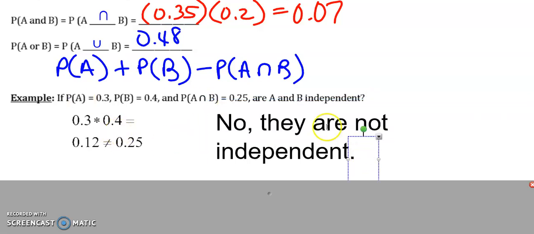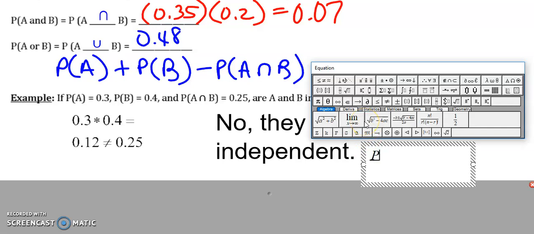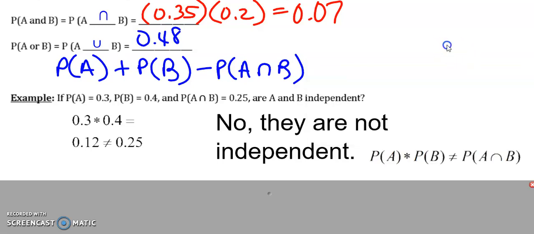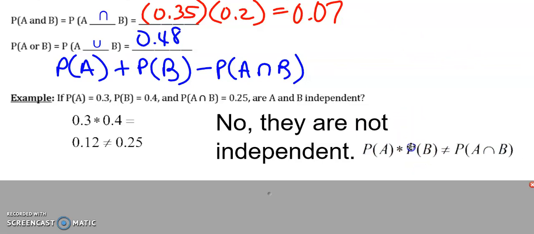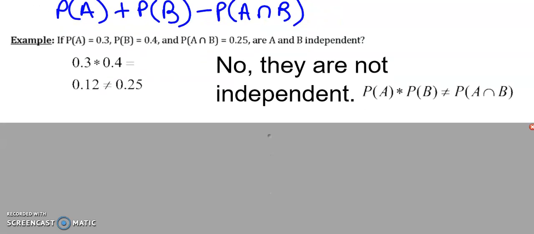And the reason being is that the probability of A times the probability of B is not equal to the probability of A and B. So again, you're going to be making sure you use the correct notations for your explanations. Okay, that's going to be important.